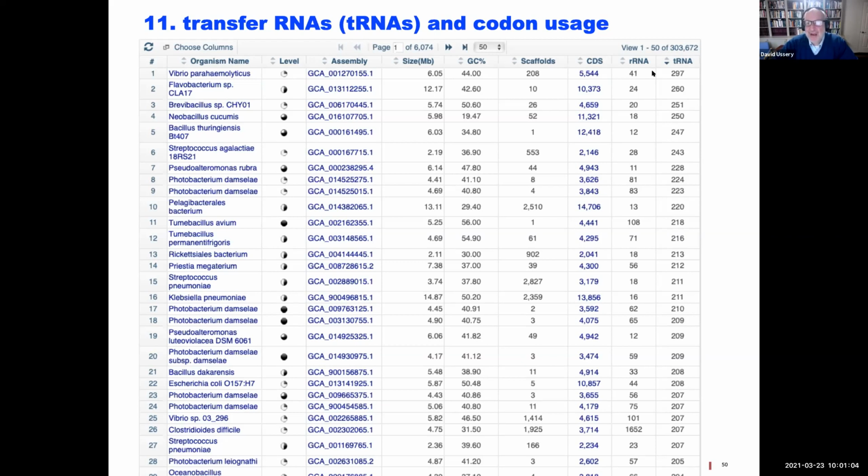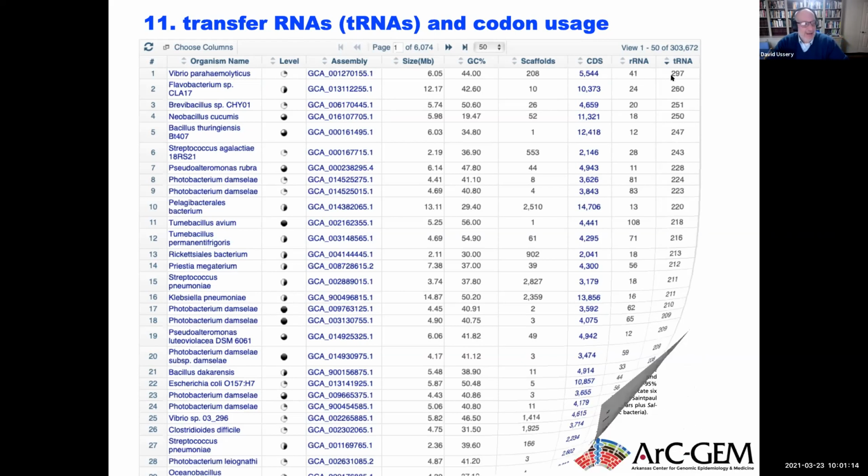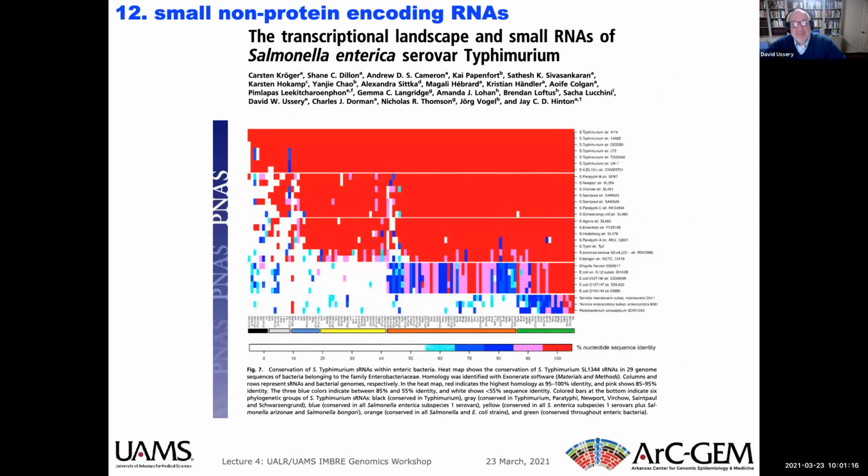And so you can look at just how many tRNAs you have. Now you can say something about the organism: this probably grows really fast. It's capable of it. So, okay, you can look at how many tRNAs. Another thing you could look at is small RNAs that don't code for proteins.